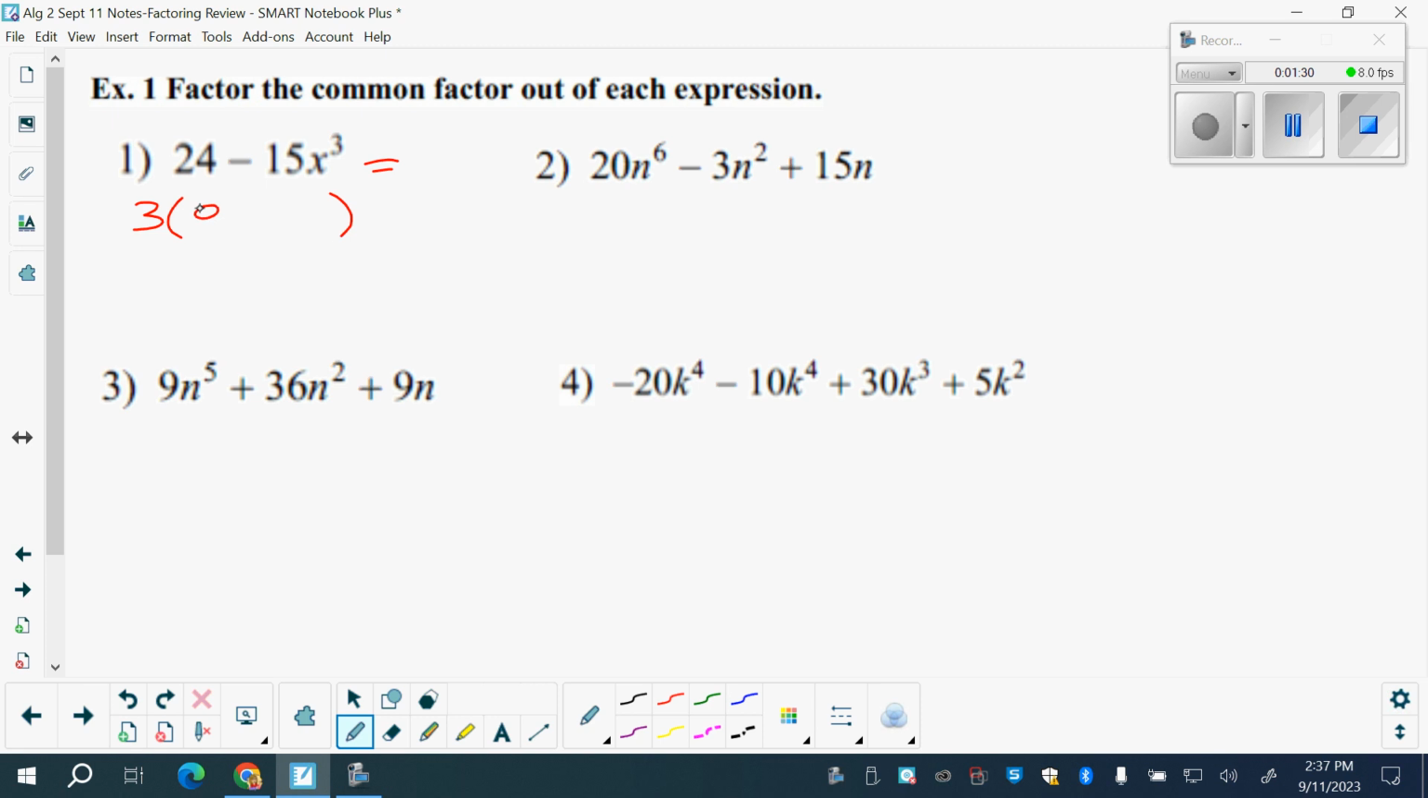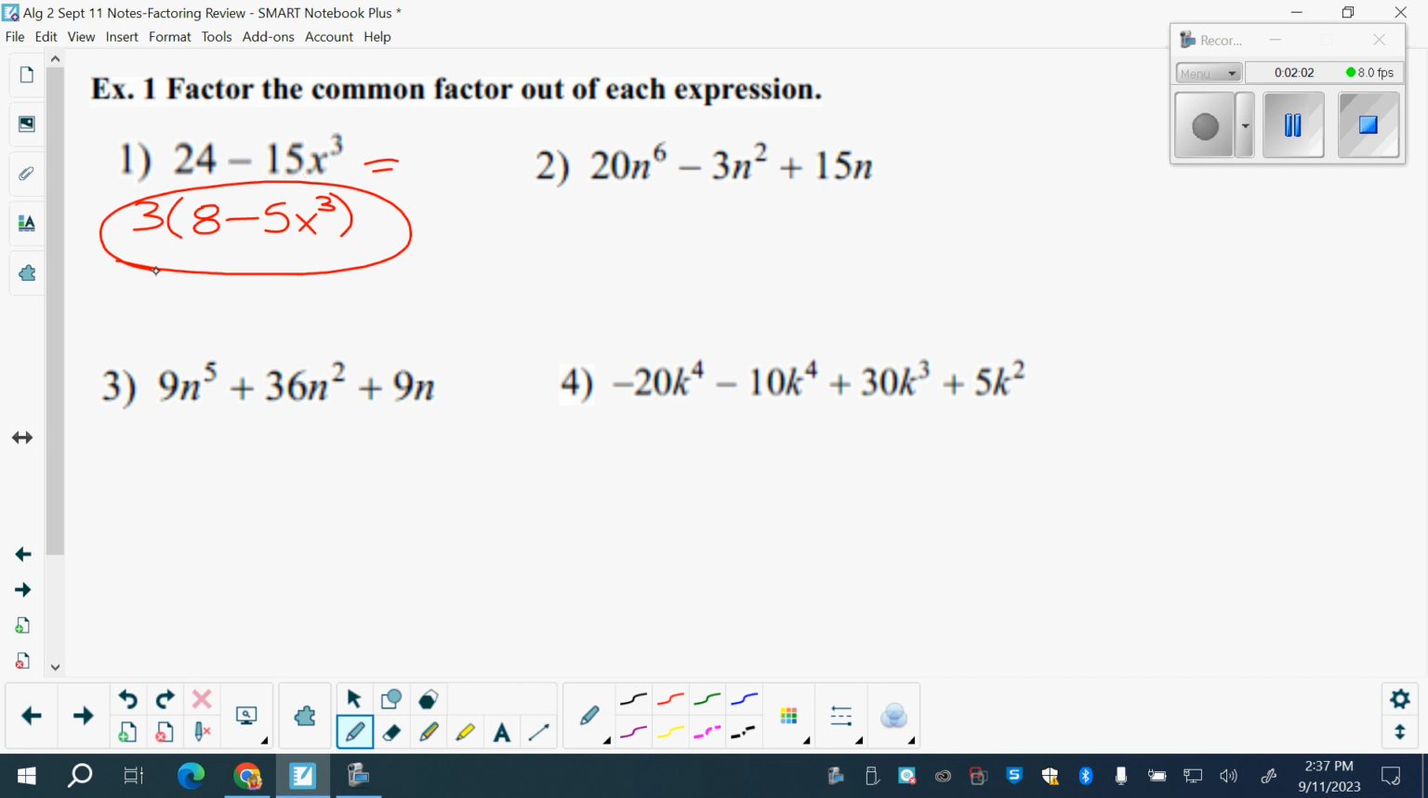8. So if you have trouble with your multiplication table, you may need to have a calculator. So 3 times what gives us negative 15x to the third? Minus 5x to the third. We didn't take any x's out there. Does that make sense? So this is factoring going the other direction. This direction would be multiplication.